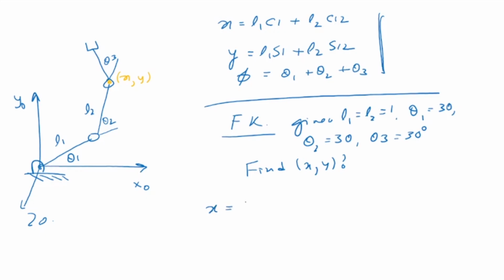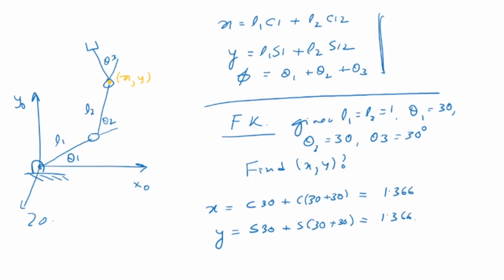X is equal to L1 cos 30 plus L2 cos(30 plus 30), with L1 and L2 equal to 1. That is cos 30 plus cos 60, which is equal to 1.366. You can use your calculator to find these numbers. Okay, then what is y? Y is equal to sin 30 plus sin(30 plus 30), which is 1.366 again.